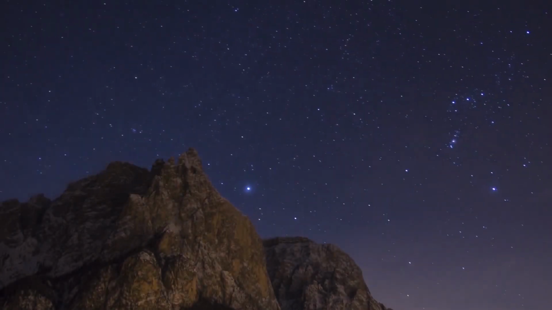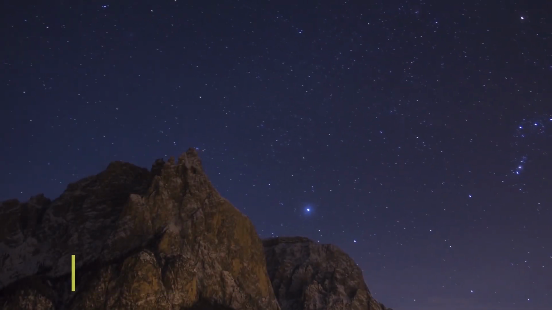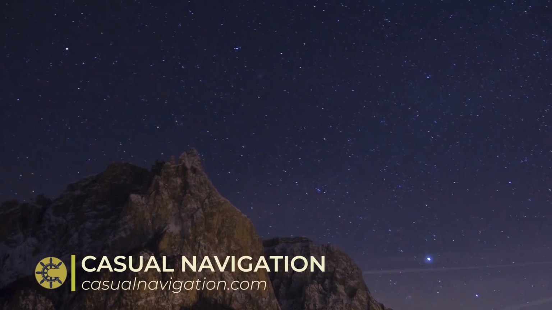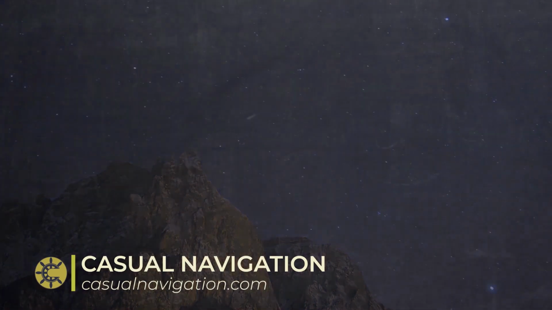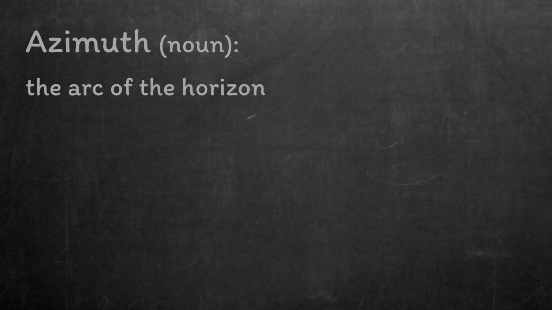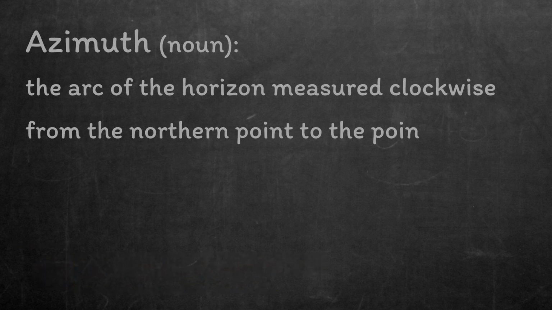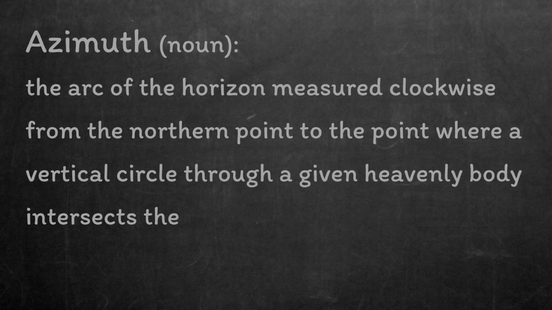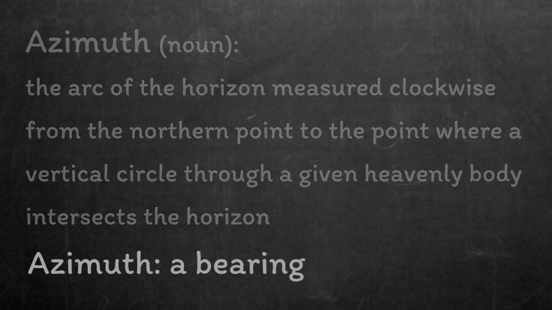Today, we're going to look at how you can manually calculate an azimuth of a star using a nautical almanac. So firstly, what is an azimuth? If we look in the dictionary, in navigation an azimuth is the arc of the horizon measured clockwise from the northern point to the point where a circle through a given heavenly body intersects the horizon. In normal words, it's just a bearing.